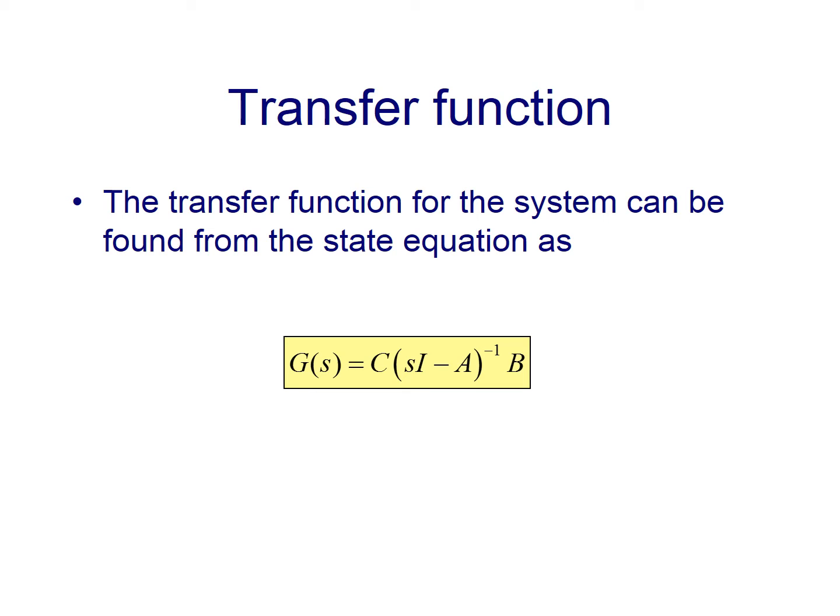So for this case, if you remember how to obtain the inverse matrix, the denominator of this transfer function is the determinant of sI minus A. The determinant of sI minus A is exactly the same as the eigenvalues of matrix A. We're going to see this in a little while.